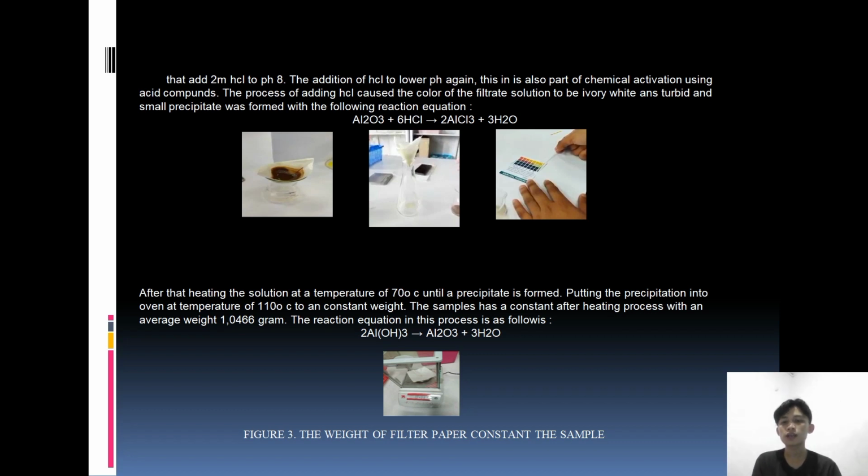After that, the solution is heated at a temperature of 70 Celsius until the precipitate is formed, then the precipitate is put into an oven at a temperature of 110 Celsius to constant weight. The sample has constant weight after the heating process with a reference weight of 466 grams. The reaction equation in this process is as follows. Figure 3 shows the weight of the filter paper with the constant sample.